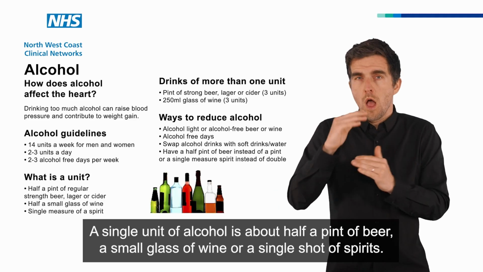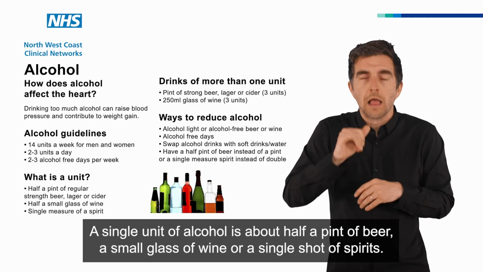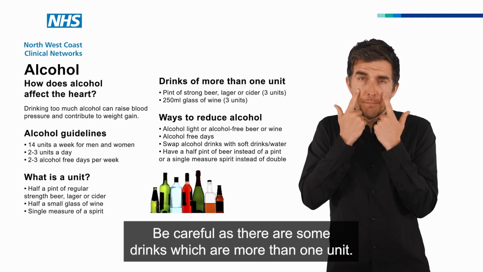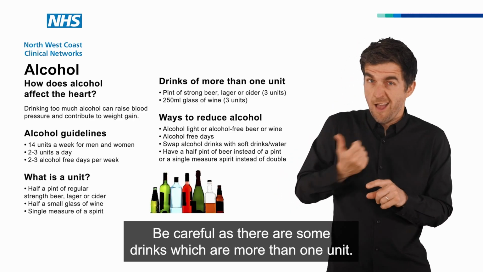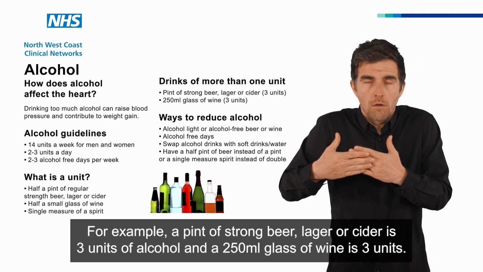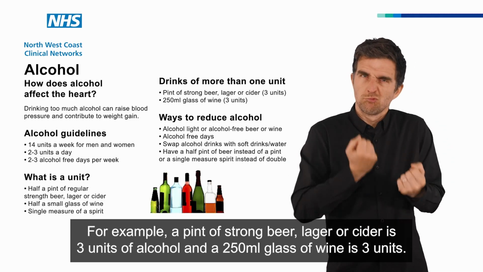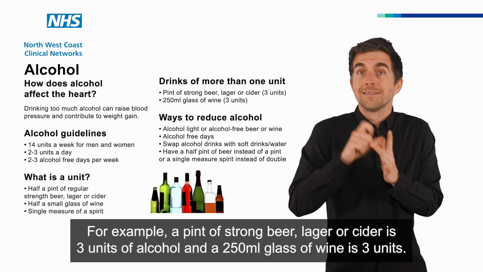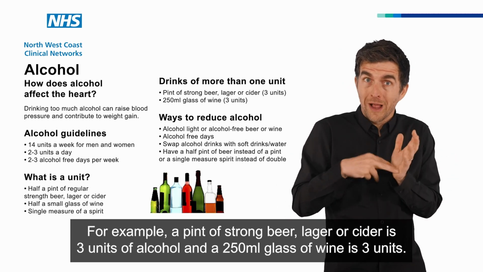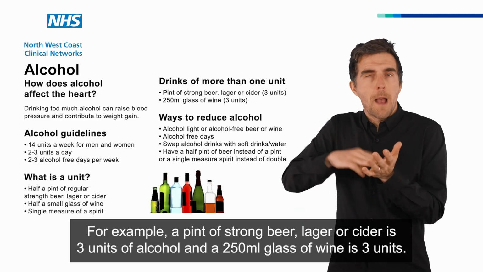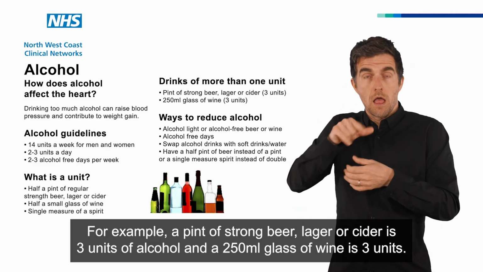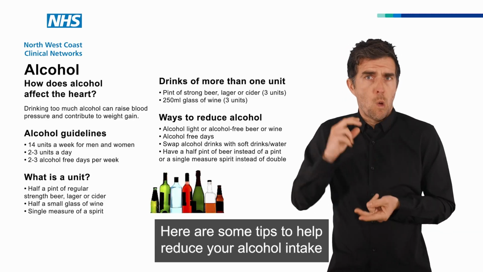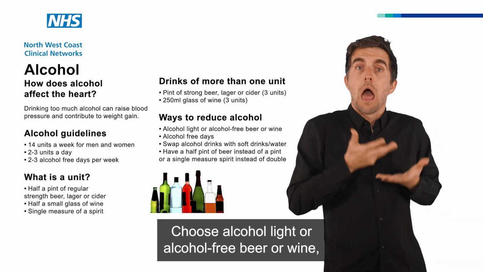For example, a pint of strong beer, lager, or cider is 3 units of alcohol, and a 250 milliliter glass of wine is 3 units. Here are some tips to help reduce your alcohol intake. Choose alcohol light or alcohol-free beer or wine. Have at least 2 to 3 alcohol-free days per week and swap alcoholic drinks with soft drinks or water.